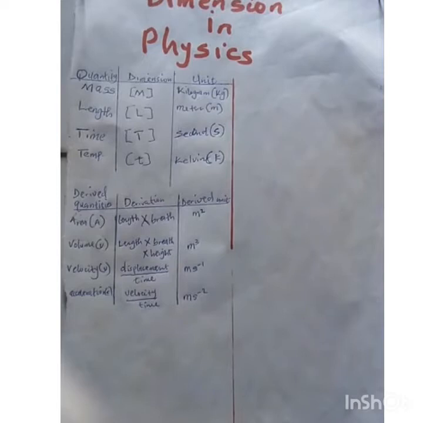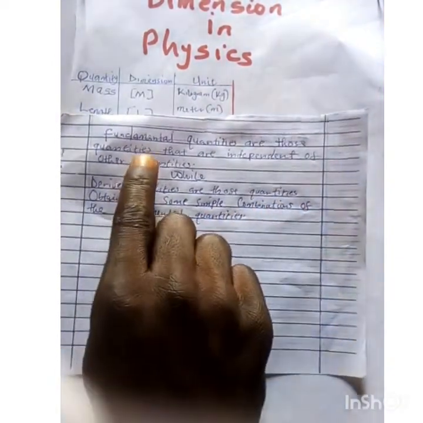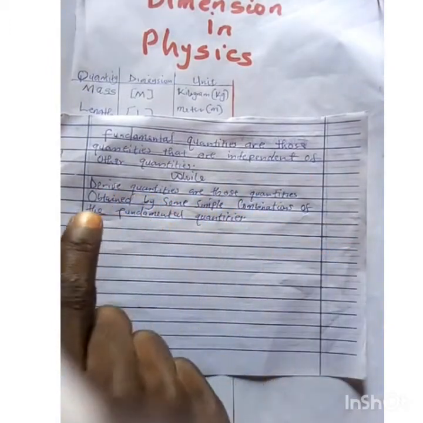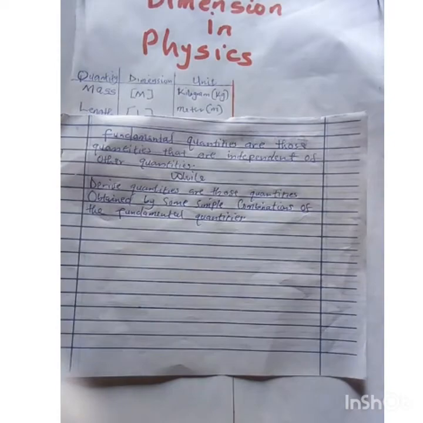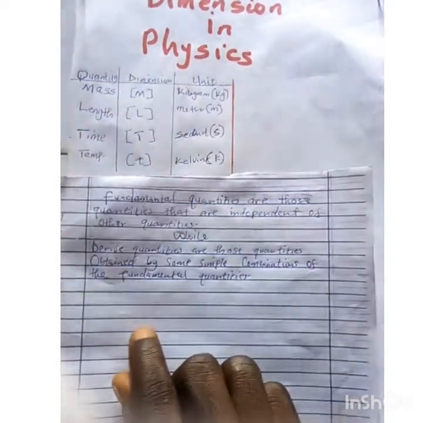Anytime you hear about dimension, the first thing that will come into your mind is fundamental and derived quantities. What are fundamental and derived quantities? As you can see, fundamental quantities are those quantities that are independent of other quantities. Here are the examples of fundamental quantities.